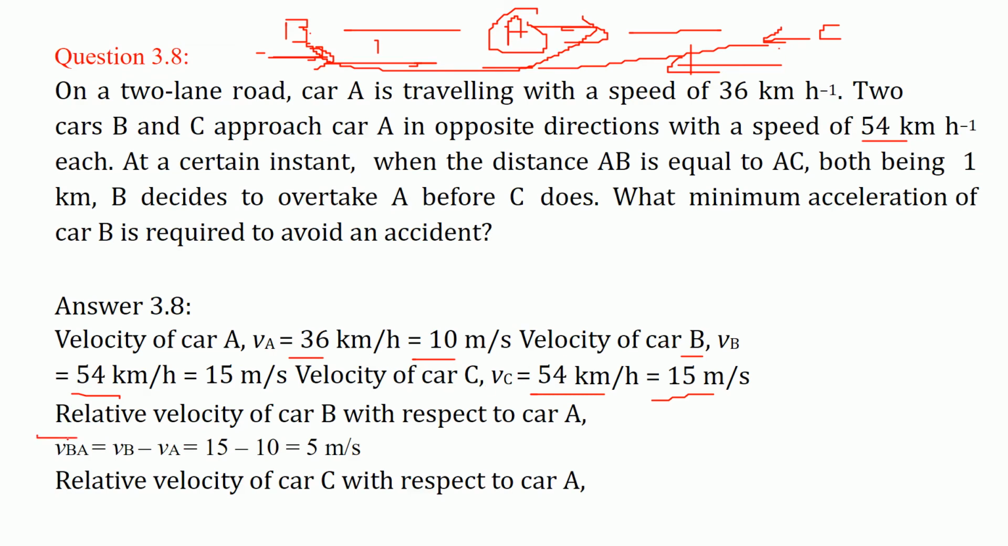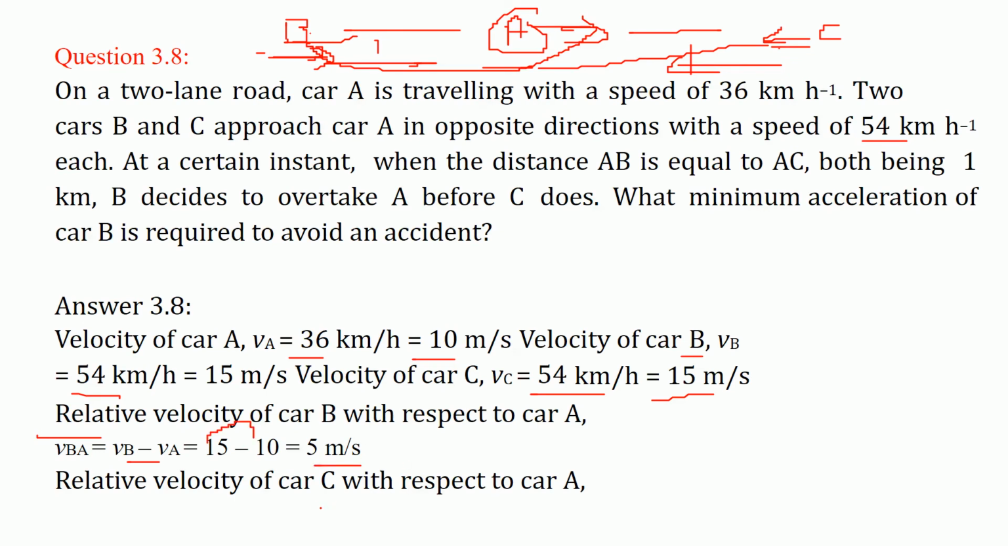Now what is the relative velocity of car B with respect to A? Because these are in the same direction, when you are comparing B with A, it will be VB minus VA. One is having 15, other is having 10, so it will be 5 meter per second.